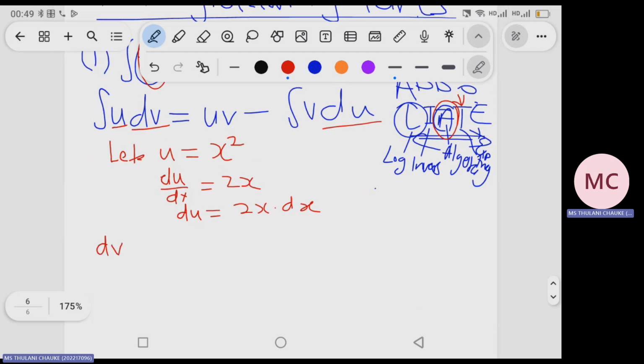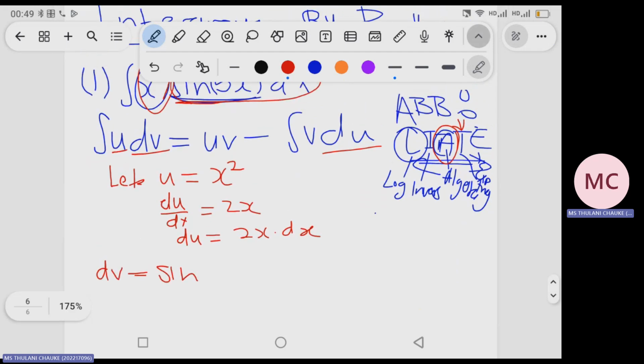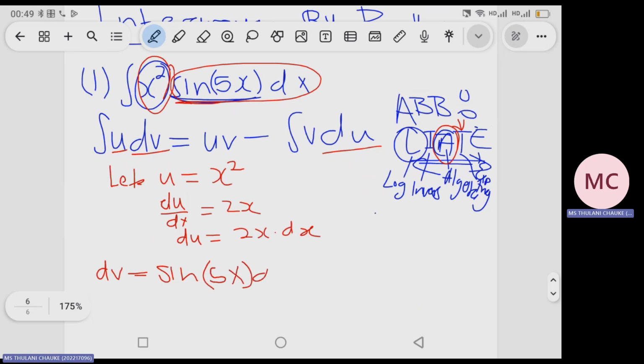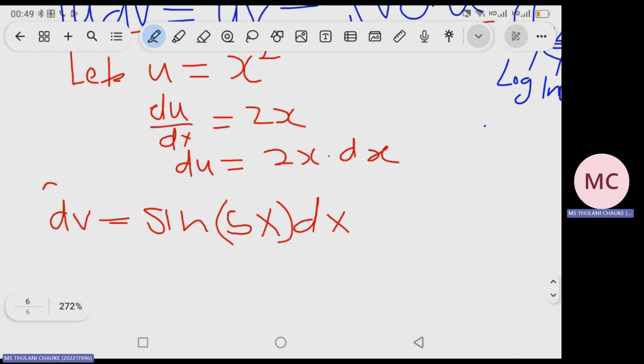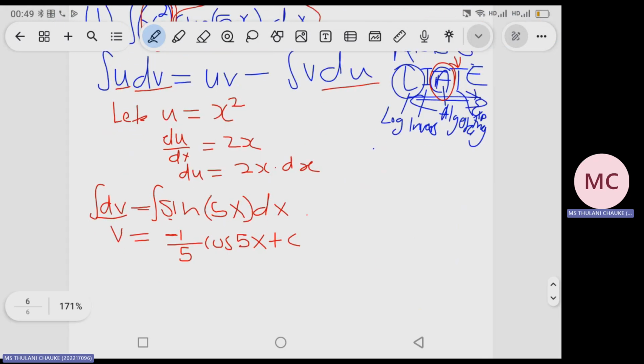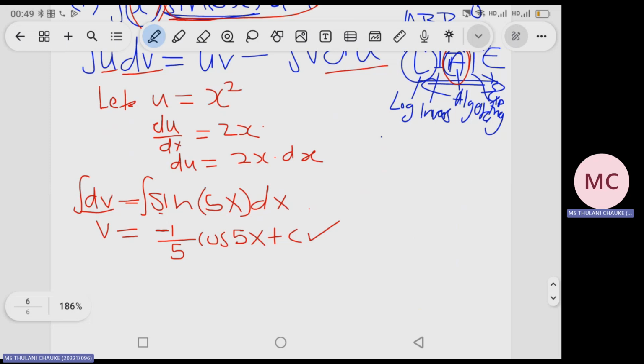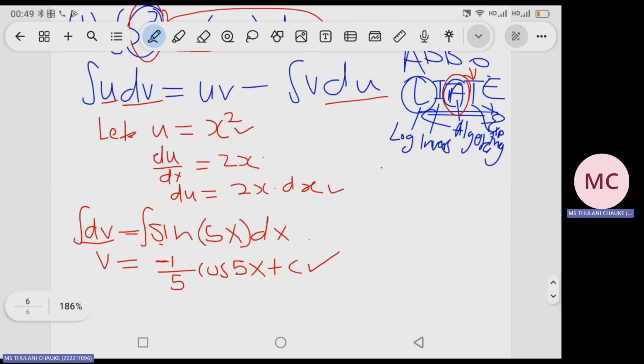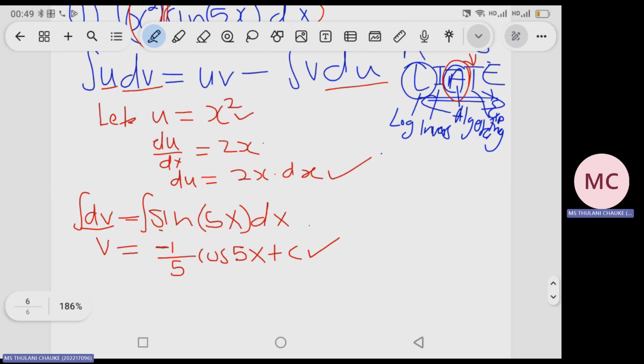So we have our dv as sine of 5x dx. And then you integrate both sides. We'll have v. The integral of dv, just know that it is v. And then the integral of this one will be negative 1 over 5, the cosine of 5x, plus c. So now you have your v, you have your u, and you have your du.